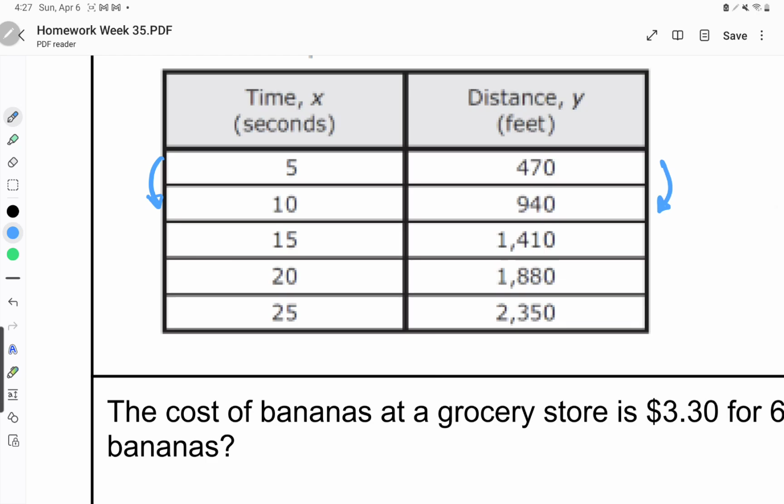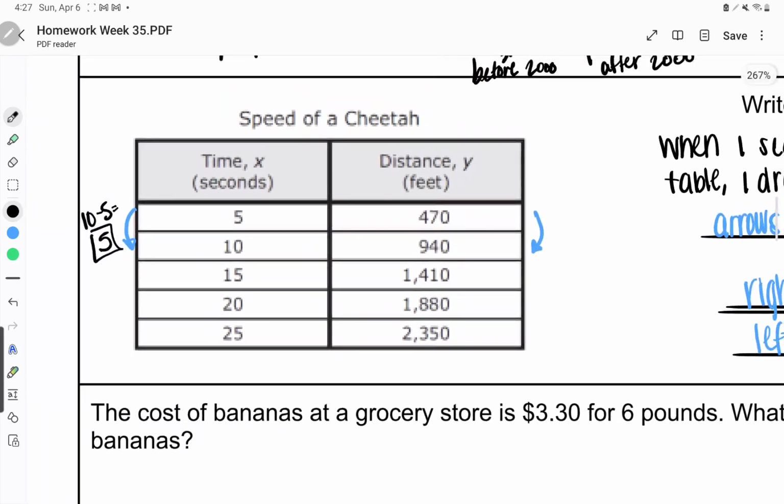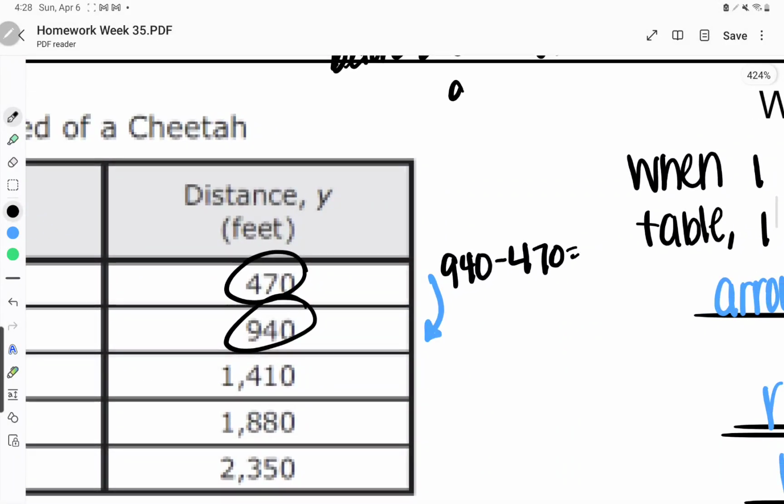Now on our left side, how do you get from 5 to 10? I would do 10 minus 5, because I subtract my bottom number from my top number, and 10 minus 5 gives me 5. On the right side, what would I subtract? I would do the bottom number minus the top number, which would give me 940 minus 470. So 0 minus 0 is 0. This 4 turns into a 14, and that becomes an 8. 14 minus 7 is 7, and 8 minus 4 is 4. So that gives me 470.